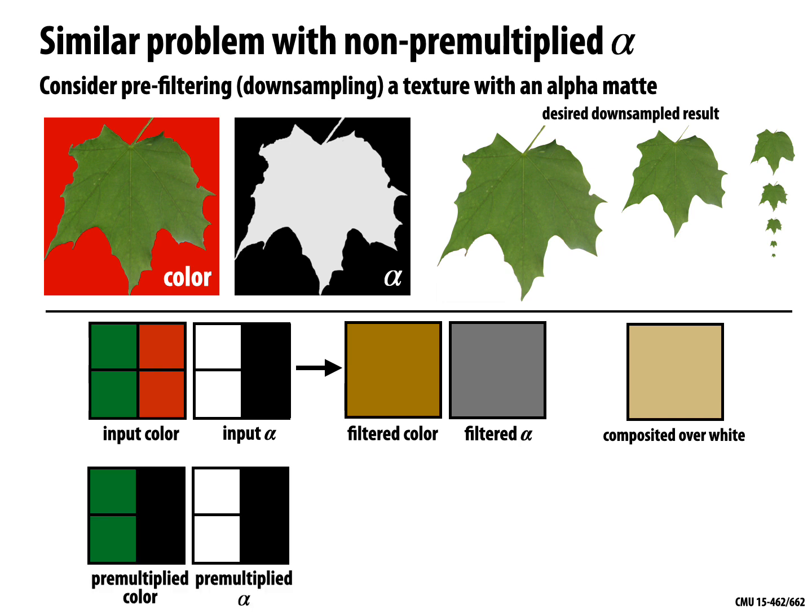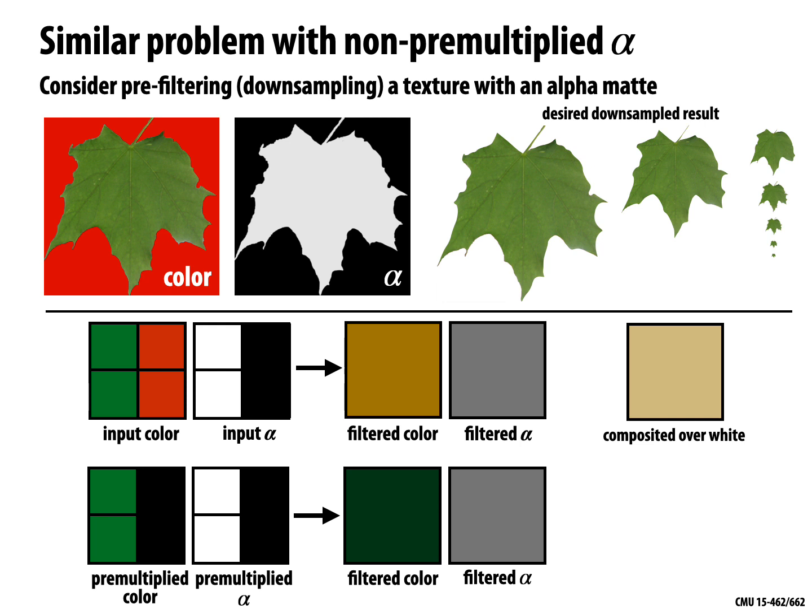If, on the other hand, we were to pre-multiply the color, so we multiply color by alpha, right? Now we get just green and black. Then we average the color down to just a single pixel. We get a dark green and a 50% gray, right? But remember that this isn't really a dark green because we have this dark gray. So if we divide the dark green by this medium gray, that's actually going to multiply it. It's going to make it brighter. And then when we composite it over the white background, we get this nice light green color, kind of what we would expect to see at the edge of our composited leaf.